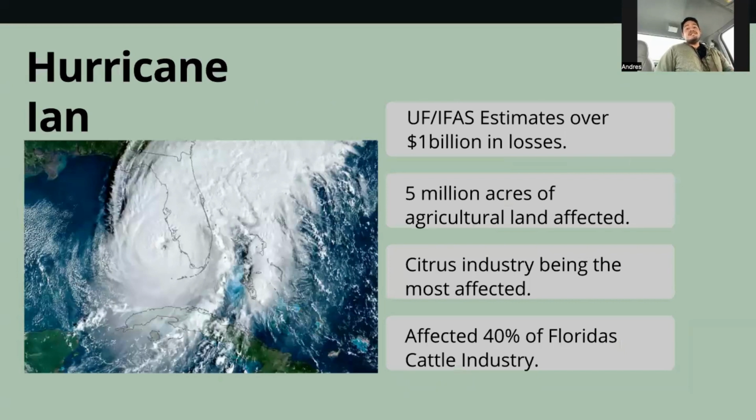All right, and now Hurricane Ian is a perfect example of how climate change is creating more extreme disasters and weather phenomena. According to the University of Florida Institute of Food and Agricultural Sciences, Hurricane Ian caused over $1 billion in losses in just agricultural damage in the state, which makes it one of the most damaging hurricanes reported. Over 5 million acres of agricultural land was affected, and all sectors of agriculture were affected, but the citrus industry and the cattle industry suffered the most severe losses. And this relates a lot to Hurricane Irma, which struck just a couple years ago. Climate change will make these storms stronger and more frequent, threatening our agricultural system here in Florida.